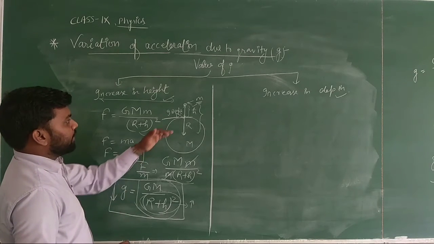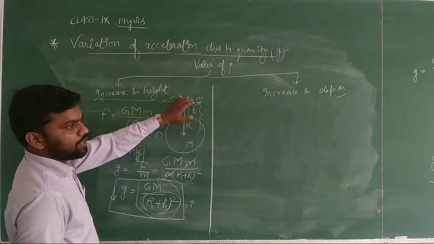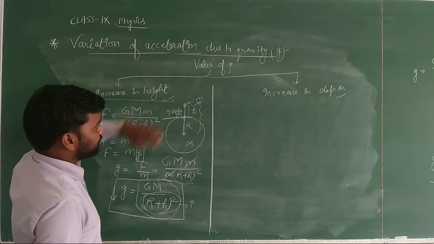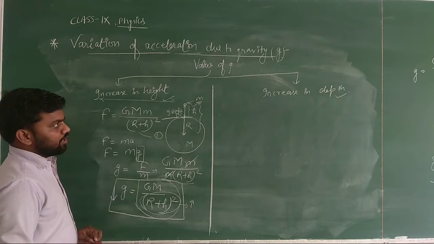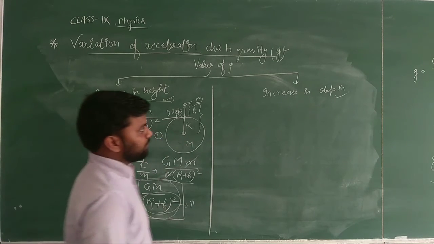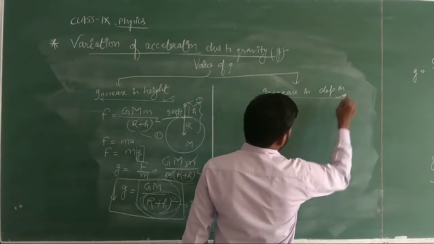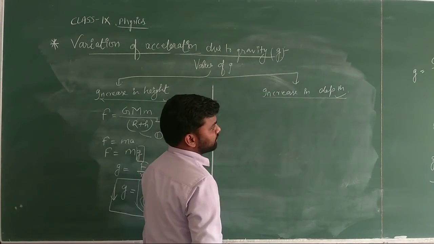So whenever we increase the height of an object above the surface of the earth, the value of g will start decreasing. Now in the second case, it is given the increase in depth. We are increasing the depth in this case.